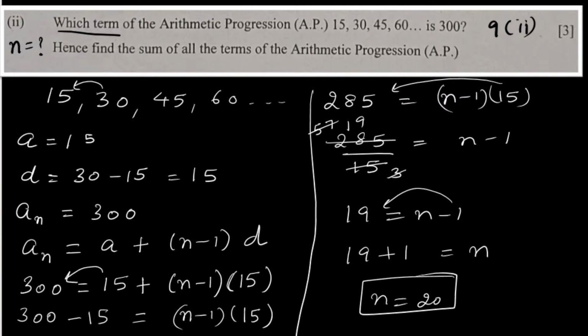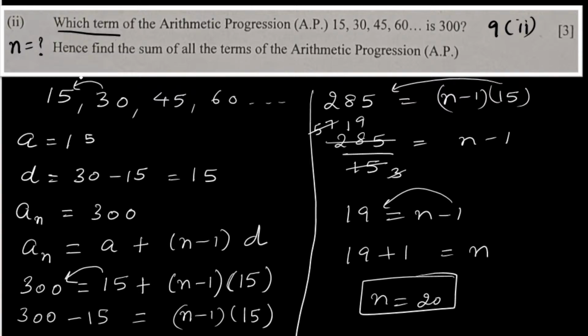285 by 15, that also you can directly do cancellation. No issues. I did it first with 5's table, then with 3's table, but direct cancellation you can also do. Okay, so we found N. So the 20th term is 300.